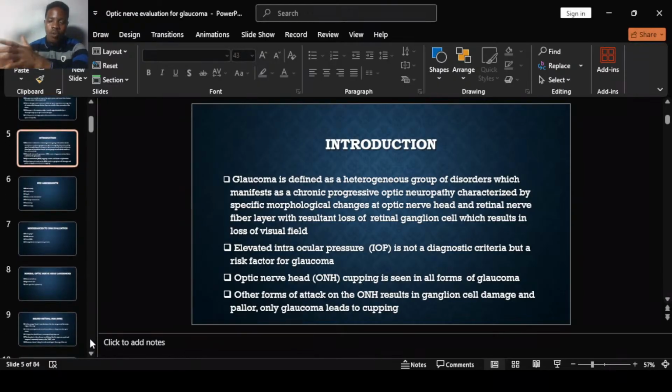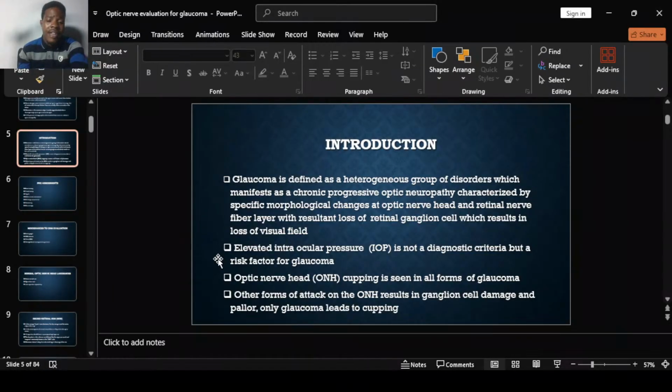You understand? It's a group of disorders, and then it begins to tell you that there are morphological changes we note once there is glaucoma, and these changes are seen in the optic nerve head, in the retinal nerve fiber layer, and in the retinal ganglion cells. These three, also in the macula as well, but these three major areas are worthy of note, and we need to be able to assess them and know the extent to which the damage has occurred.